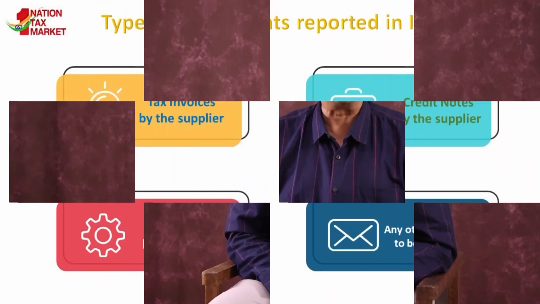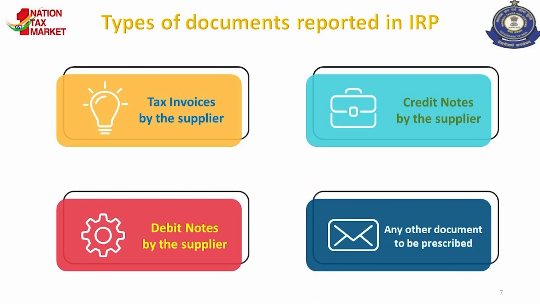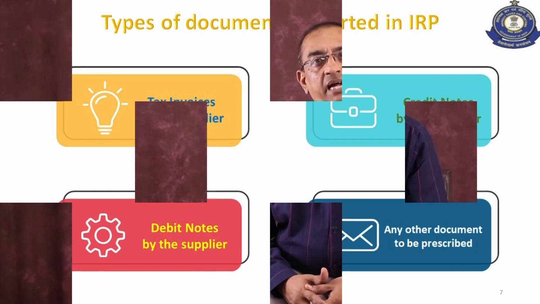What are the types of documents for which e-invoice is required to be generated? Three very important assessment documents as recognized under section 31 are required for generation of e-invoice. One is the tax invoice, the second is the debit note and the third one is the credit note. It is also mandated any other document as may be prescribed under section 31 will have to carry this e-invoicing process.